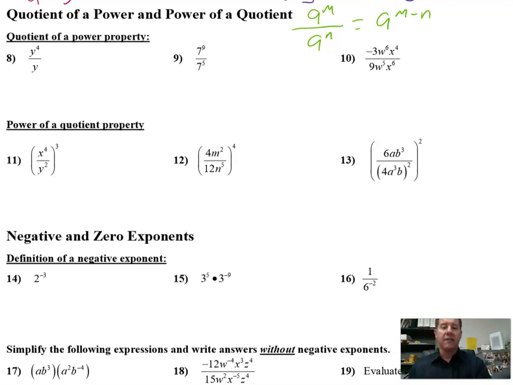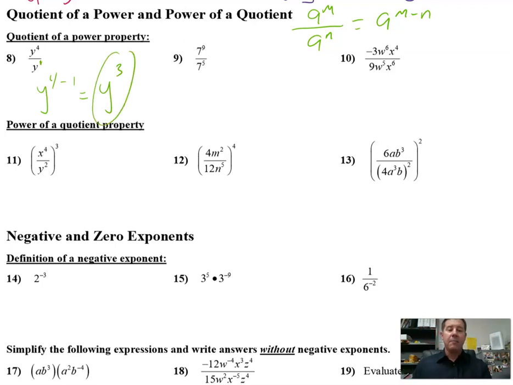So if I have y to the 4th over y, bases are the same. Again, this really has an exponent of 1. We just never put it, but you could always write it there if you want to. And so I would do y, base stays the same always, 4 minus 1. Or this is y to the third. Okay.